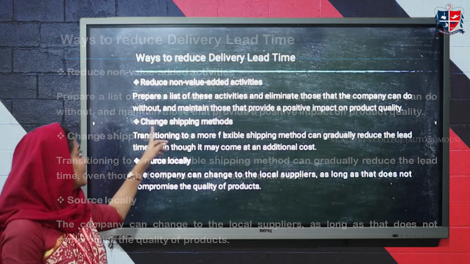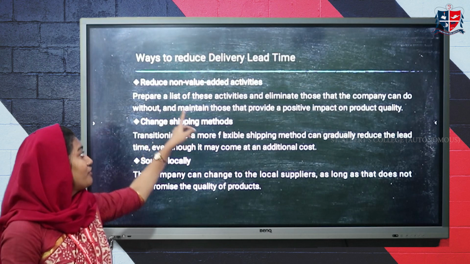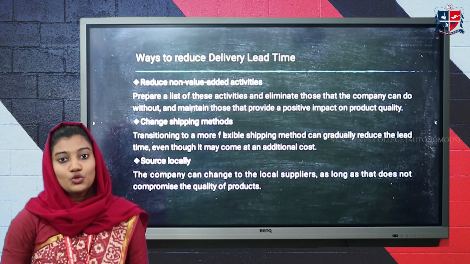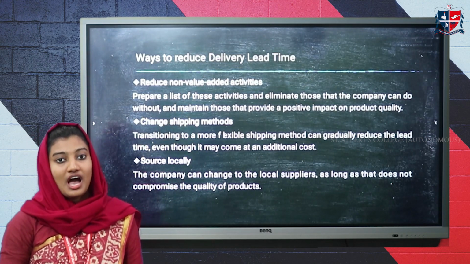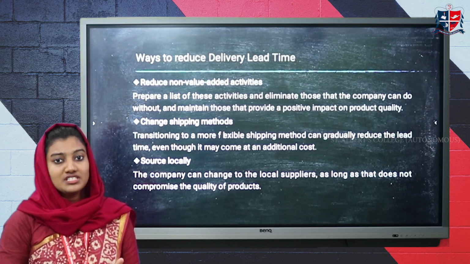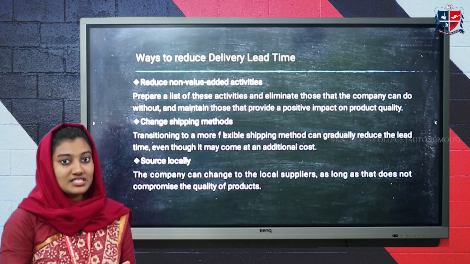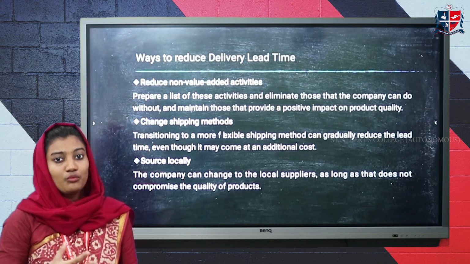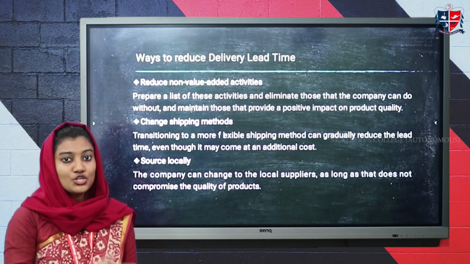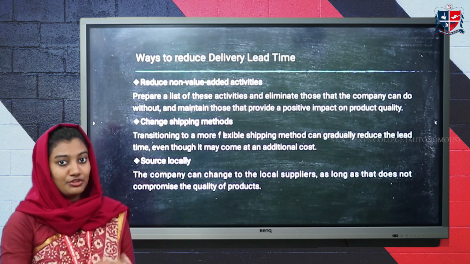So the first method or the first point is actually to reduce the non-value added activities. The manufacturer or the owner have to make a list of any sort of operations or activities or functions which are not adding value to their business. So any unwanted activities or any unwanted production related activities should be cut down. Only then they'll be able to reduce the time taken for it.